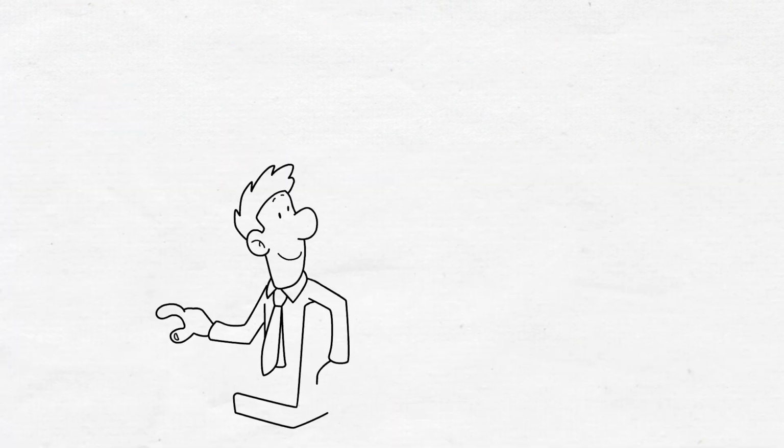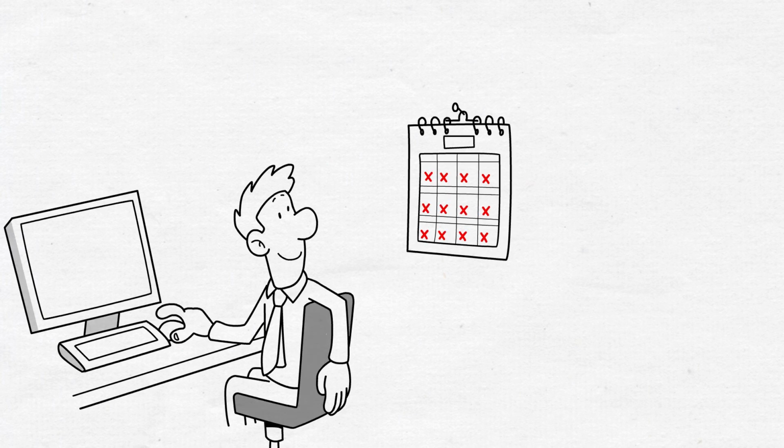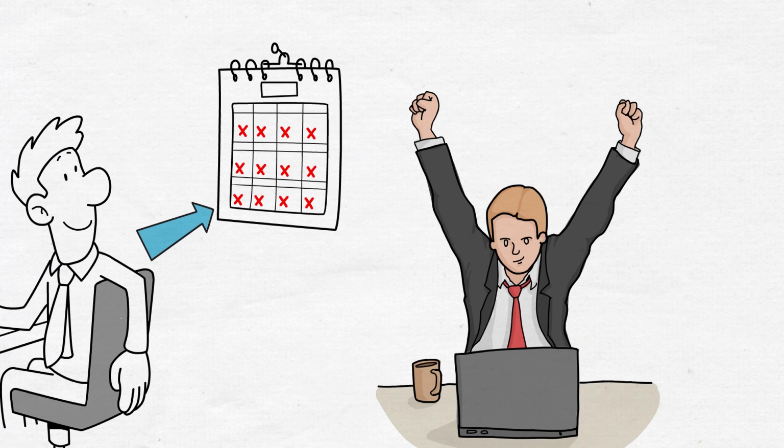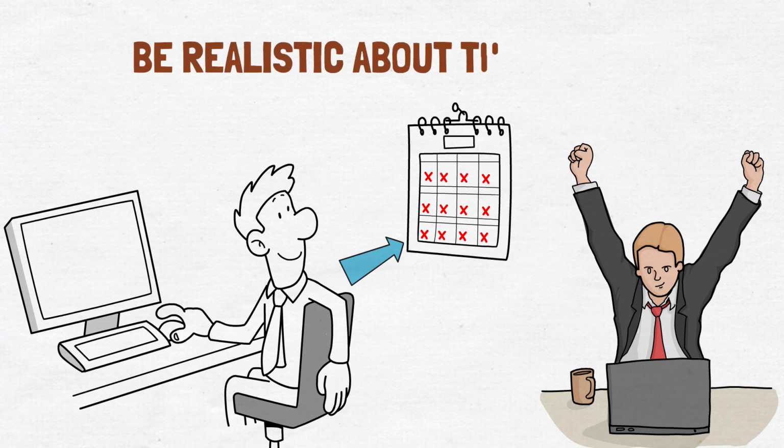Time-bound goals. Time-bound goals have a clear timeline. They have a deadline, and you know when you should accomplish them. Time-bound goals keep you accountable and motivated. When setting time-bound goals, be realistic about the timeline.